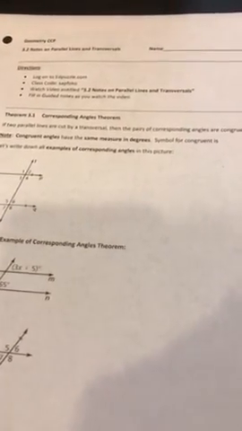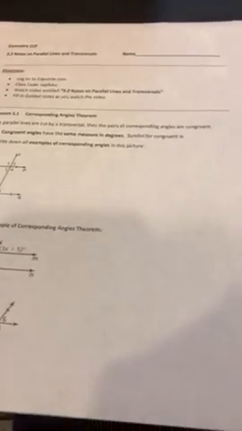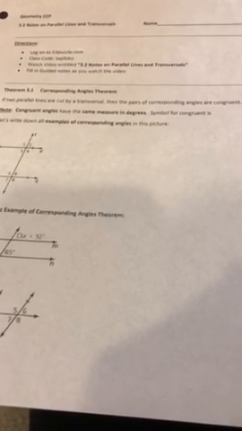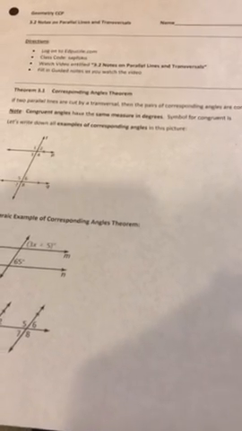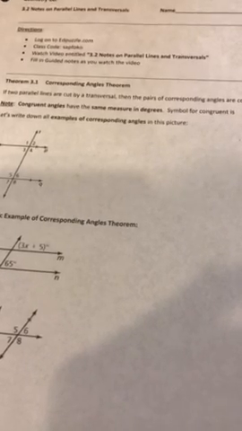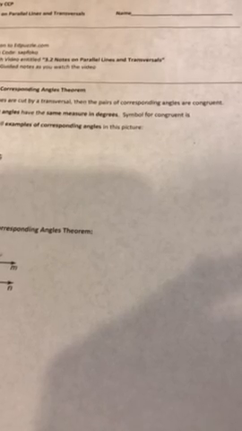Hello class, let's go through the notes on parallel lines and transversals. So theorem 3.1 is the corresponding angles theorem. And it says if two parallel lines are cut by a transversal, then the pairs of corresponding angles are congruent.